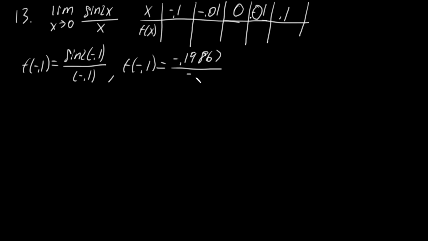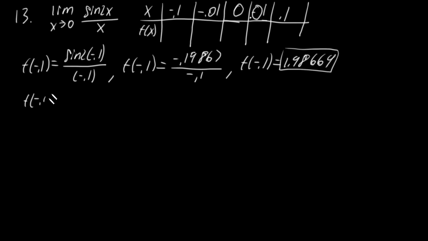So we got this, and negative 0.1. This all ends up getting us 1.98669. So there's our first part. First piece of the puzzle is solved. Not that hard. Only difference is we're just doing a bit of trig.